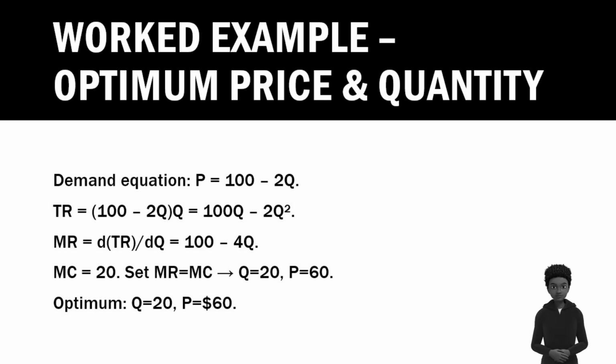Optimum price example. Let's solve it. Demand equation: price equals 100 less 2 times quantity. Total revenue equals 100 times quantity less 2 times quantity squared. Marginal revenue equals 100 less 4 times quantity. If marginal cost equals 20, then setting marginal revenue equal to marginal cost gives quantity equals 20, price equals 60. So the optimum is 20 units at $60 each.